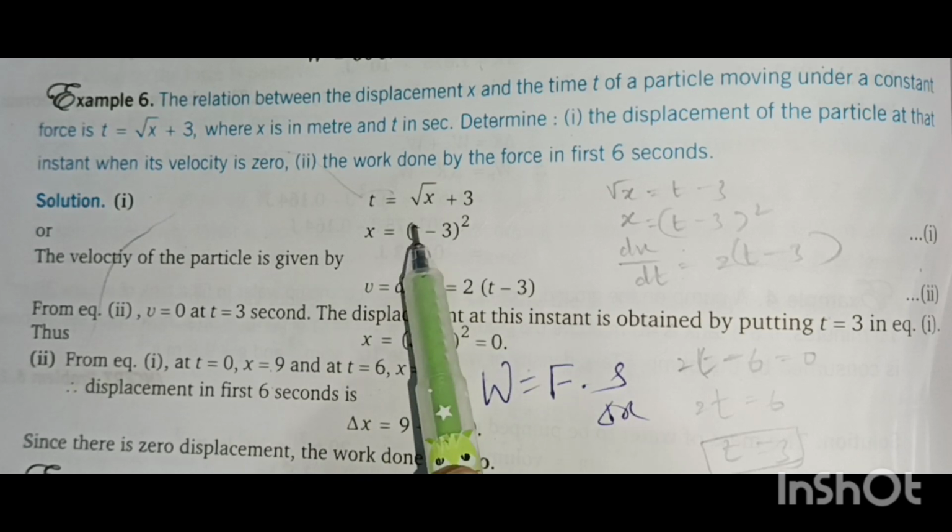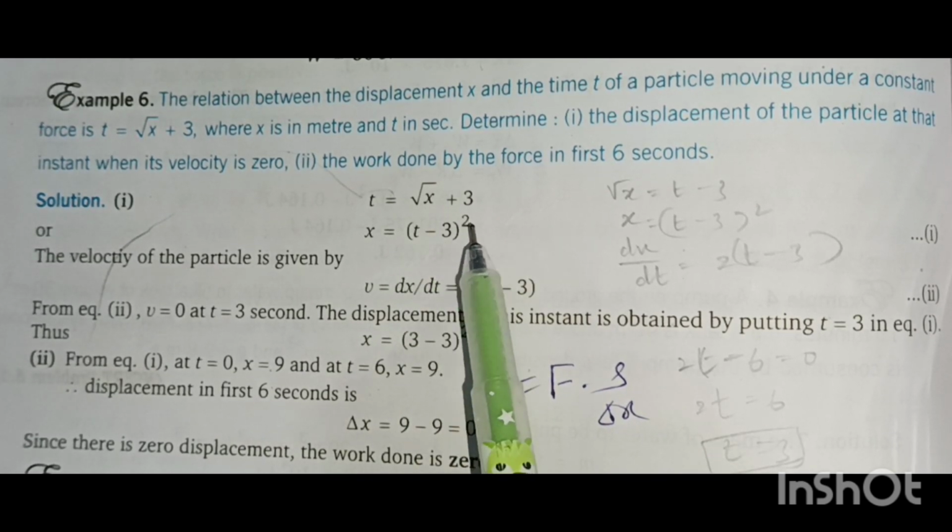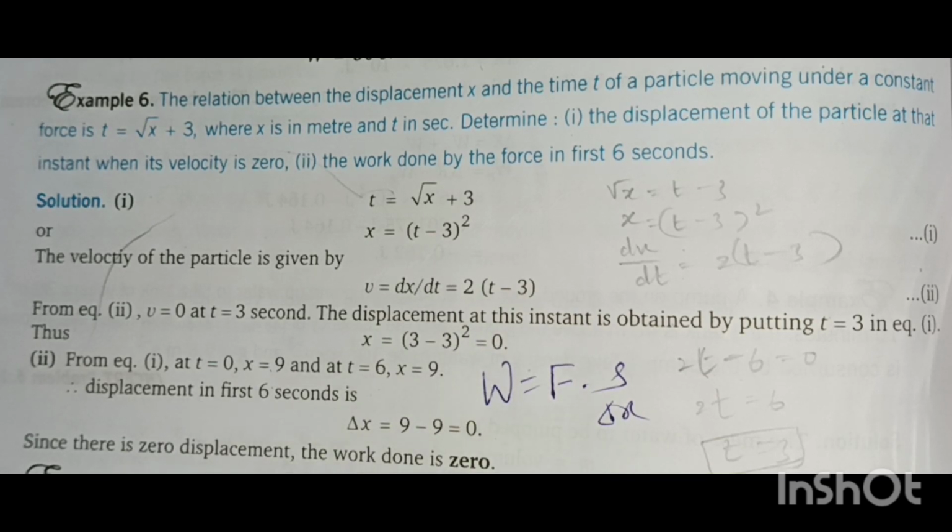So now you take the t value as 6. So it is (6 minus 3) whole square, that is also 3 square, that is 9. So initially it was at displacement, it was at 9 meters. So finally also it was at 9 meters only. So what is the delta x? It is 0 because 9 minus 9 is 0. So if delta x is 0, then the work done is 0.